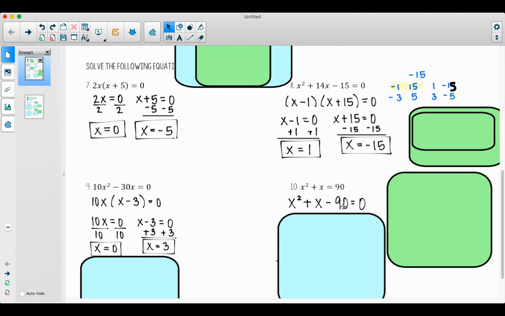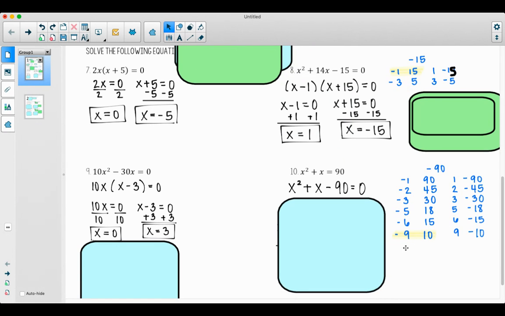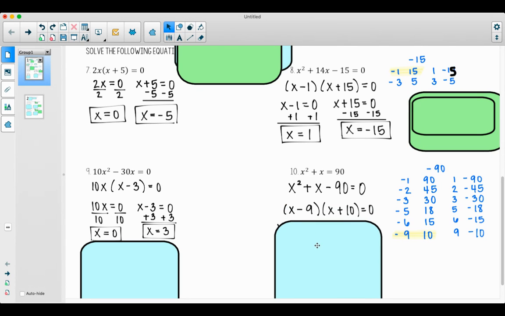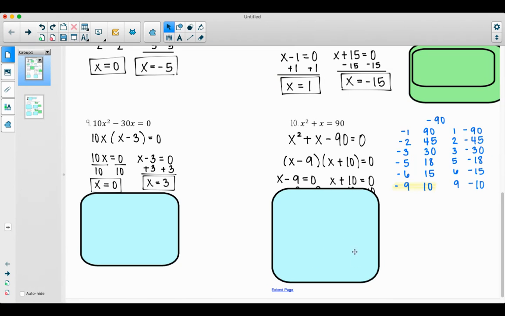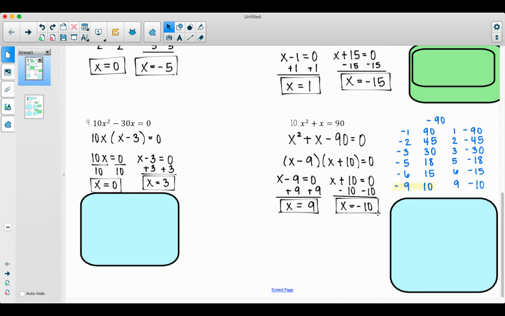What two numbers are going to multiply to a negative 90 and add to a positive 1? So here's everything that multiplies to that negative 90. It's a lot of them. The only combination that's going to work is the negative 9 and the positive 10. So I say x minus 9 and x plus 10 is equal to 0. I now set each factor equal to 0, and I'm going to solve, giving me my two answers of x is equal to 9 and x is equal to negative 10.